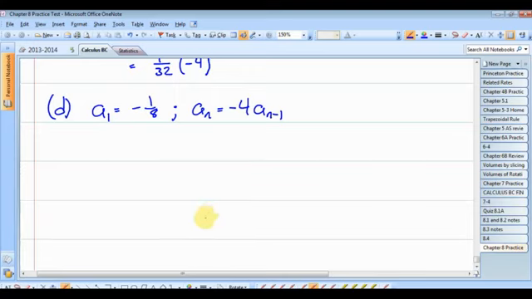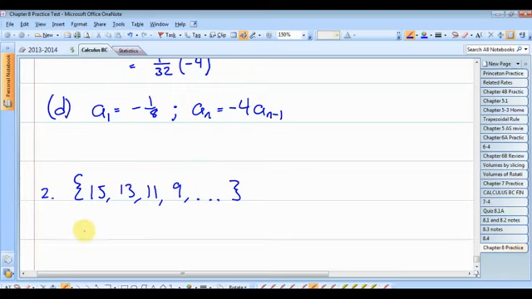Okay, 2 more. What are we supposed to do for these? A, B, and C? What is this? 15, 13, 11, 9. I think you can see that we are just decreasing every term by 2.